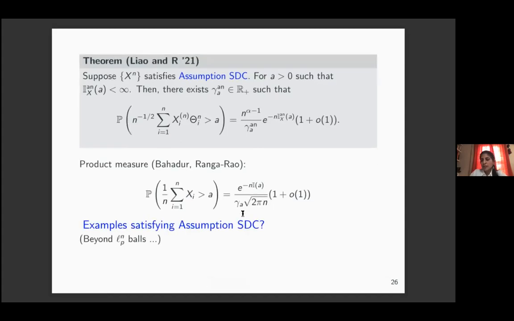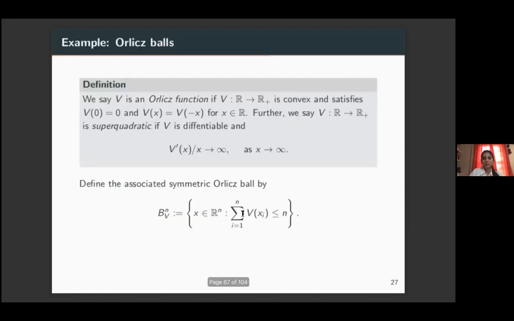So now I have to tell you examples that satisfy this. Of course, you give some abstract result, you have to have some examples. And I'd like to go beyond LP balls. That was my goal. I'm just talking about one-dimensional projections here, but we can do this for norms as well, of higher dimensional projections, including those that are growing.